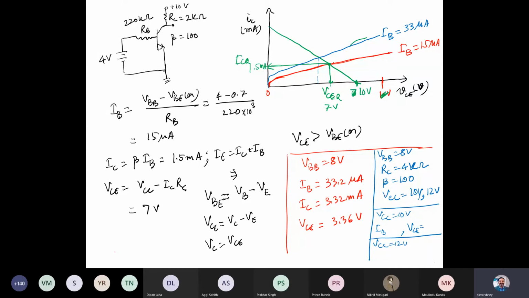Can all of you try this out? Because that will make you understand what we do in the experiment. That's what is meant by the Q point being located: whether we are entering saturation mode, and what the signal handling capacity is, the maximum voltage that can be handled. You see the distortion in the output voltage as you keep changing the input voltage.